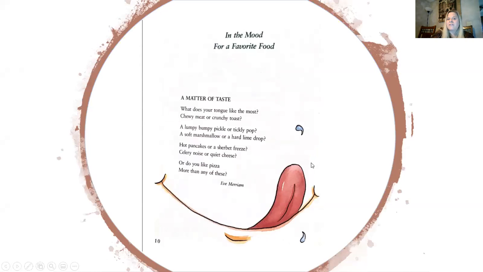In the mood for a favorite food. Matter of taste. What does your tongue like the most? Chewy meat or crunchy toast? A lumpy, bumpy pickle or a tickly pop? A soft marshmallow or a hard lime drop? Hot pancakes or a sherbet freeze? Celery noise or quiet cheese? Or do you like pizza more than any of these? By Eve Merriam.